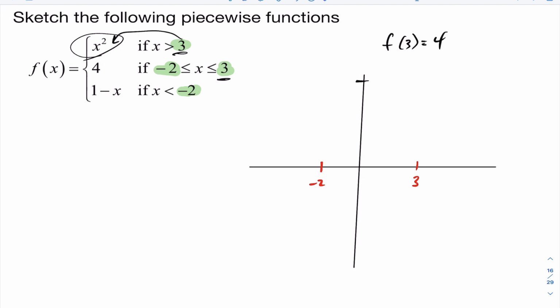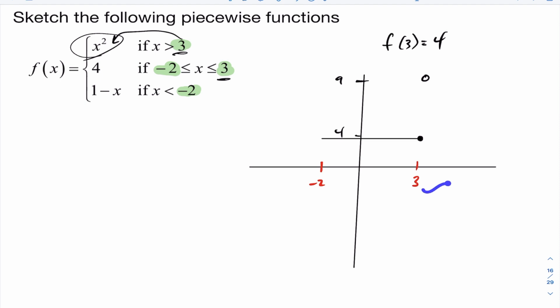So we can see here, as I approach 3 from the right-hand side, getting closer and closer to 3 but still to the right of 3, we're taking on the quadratic equation. So this ends up approaching 3 squared, which approaches 9. So I'm going to put an open bracket on this. And once we're at 3, the function will drop down from 9 all the way to 4. And we have that value consistently all the way across until we hit -2. And then right at -2, it's changed to our linear.